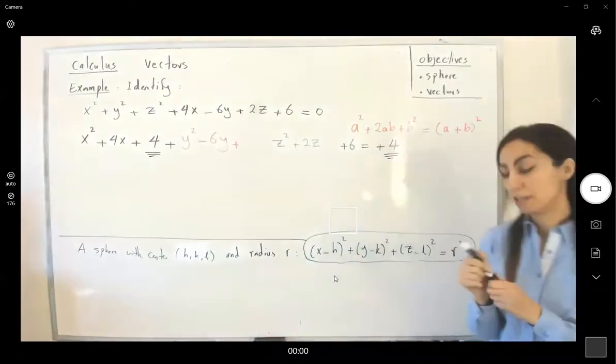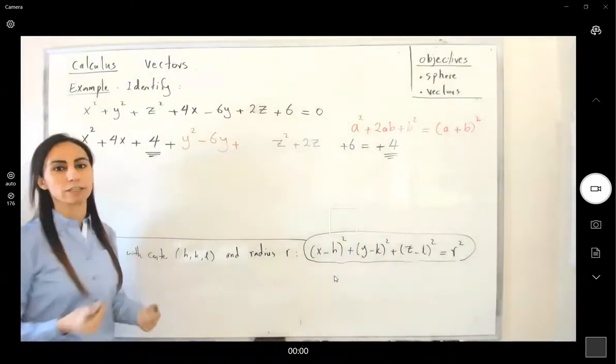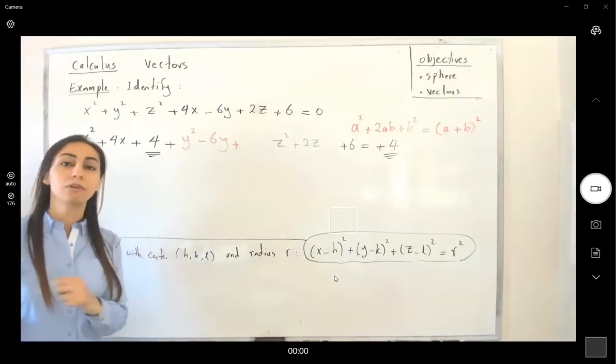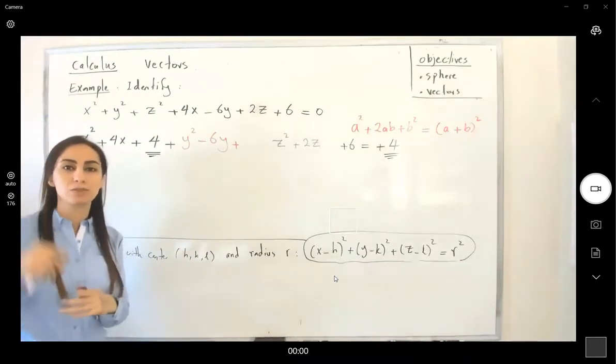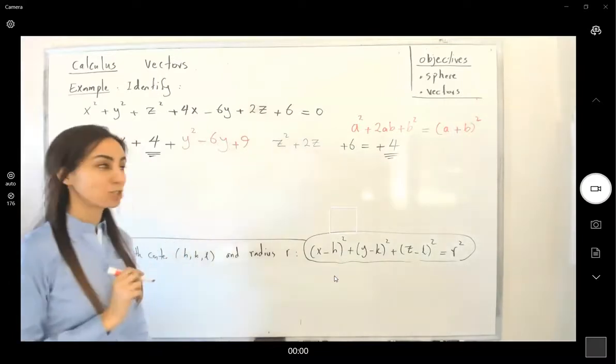Now for y's. I have y squared minus 6y. Negative 6 divided by 2 is negative 3. Negative 3 squared is 9. So I'm adding and subtracting 9 to both sides.